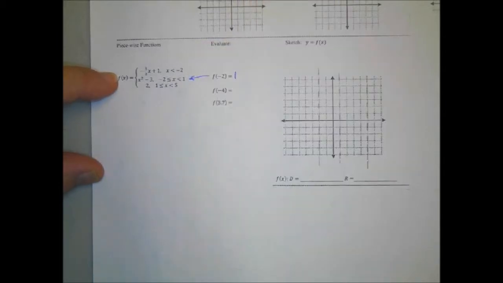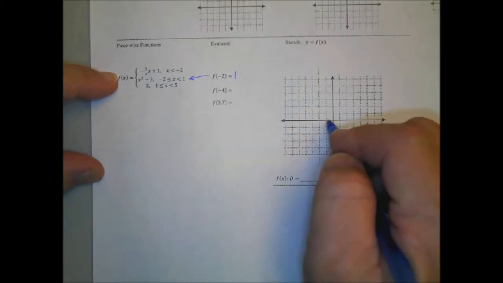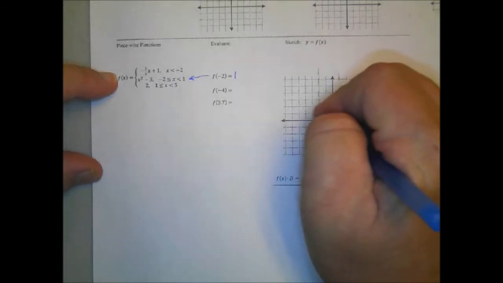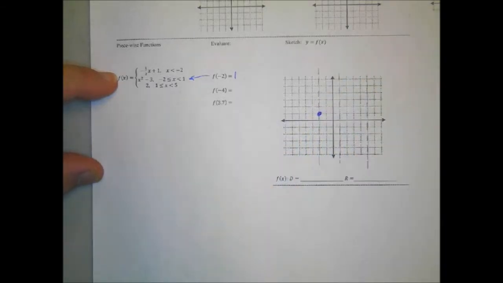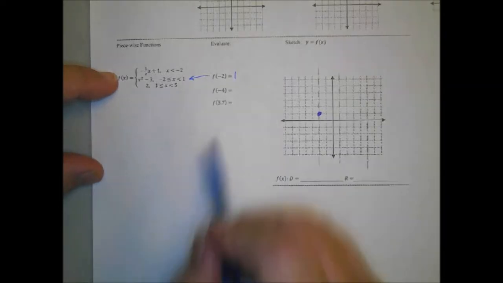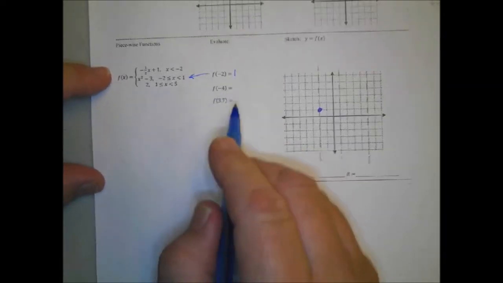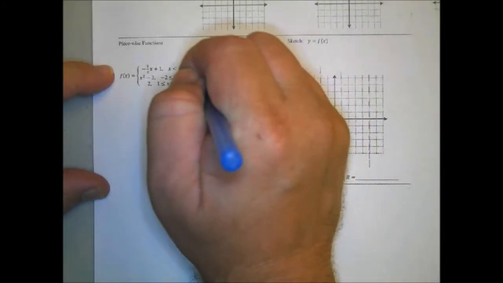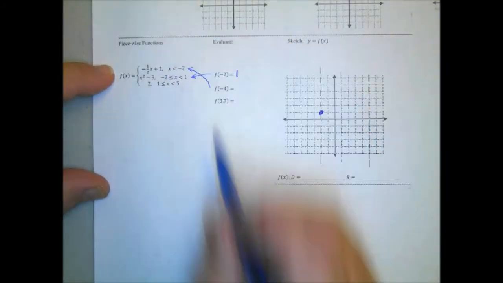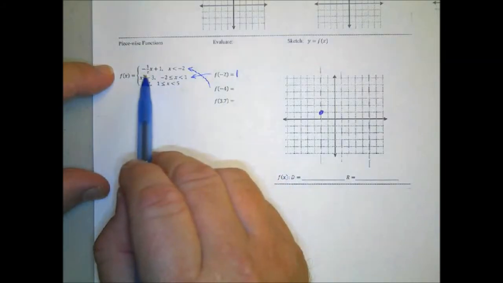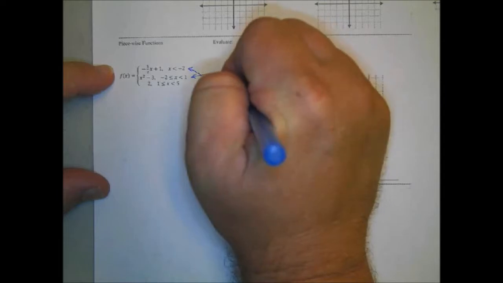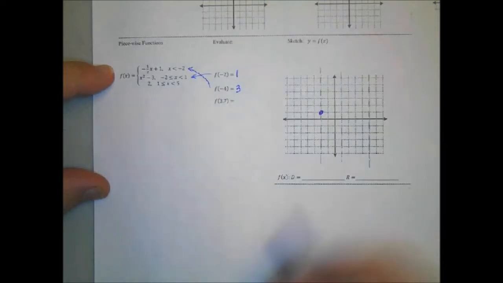So let's graph -2, +1, and let's fill in that dot because we know that that is where that point belongs. Now how about f of -4? F of -4, you would plug -4 into this part of the function, the linear part. -1/2 of -4 is +2, plus 1 is 3. So -4, 3.